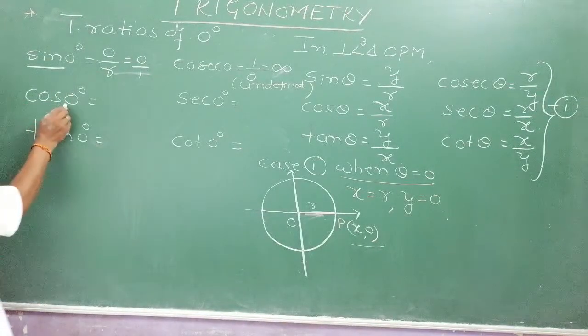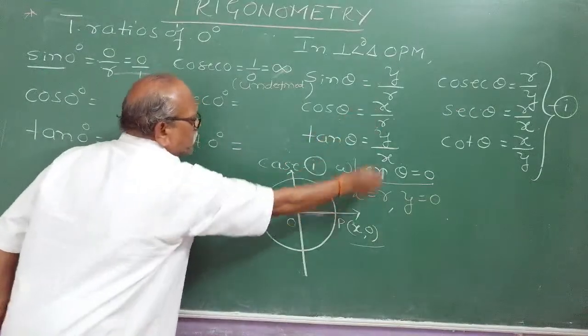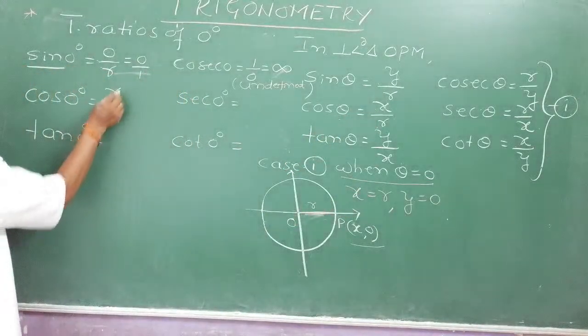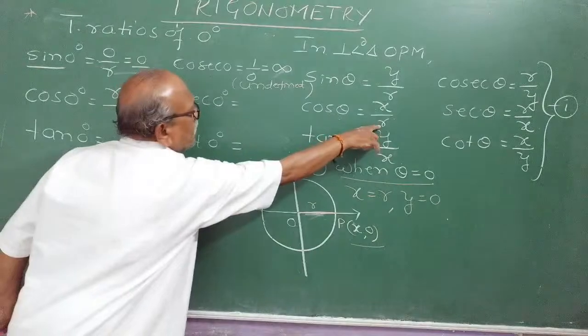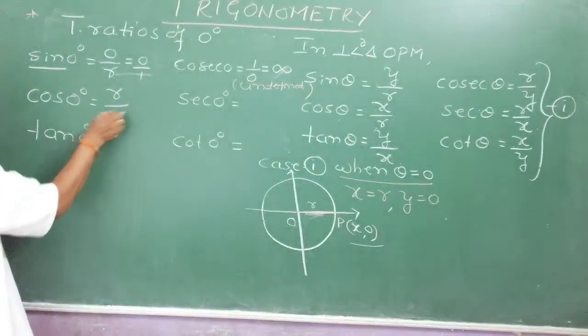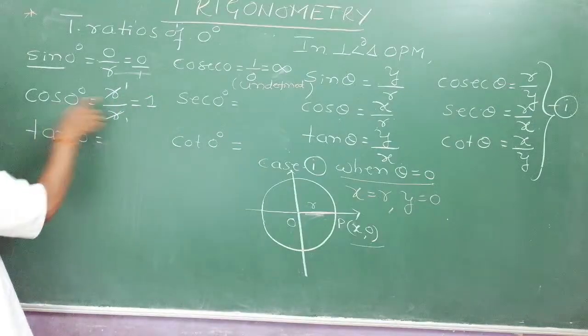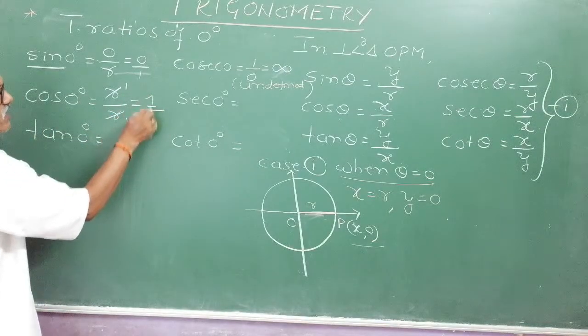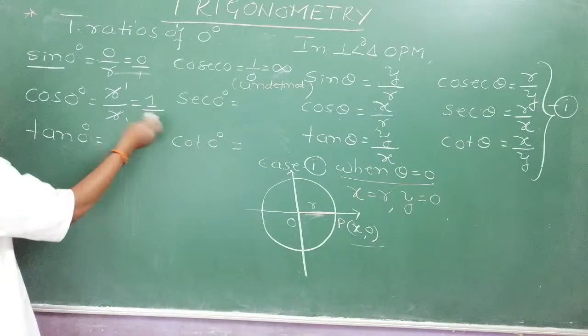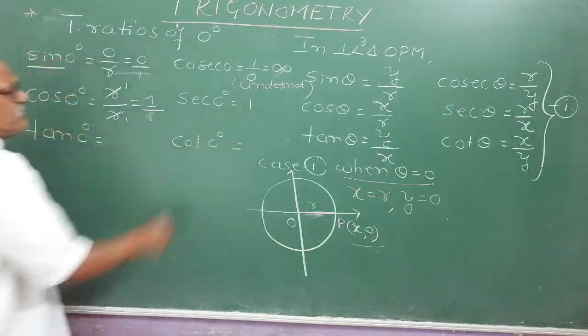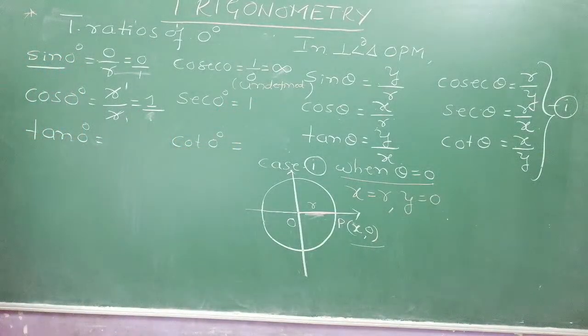Now you take cos 0. What is cos 0? X upon r. What is x? R. Divided by r, you retain it as r only. R cancels, you are left with what? 1. Therefore, cos 0 is 1. 1 is an integer, 1 can be written as 1 by 1. Therefore, the reciprocal will also be 1. Therefore, sec 0 is also 1. I hope you are getting my point.